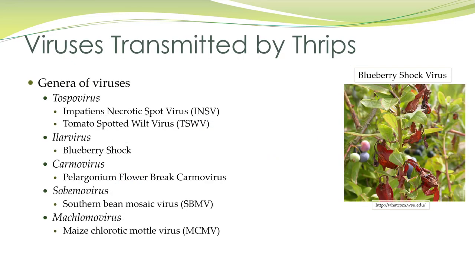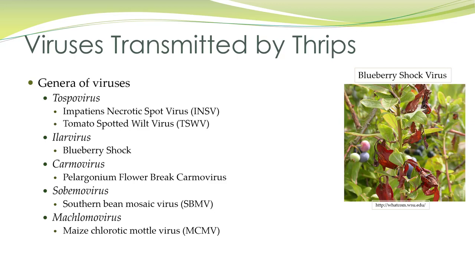So why do we care about thrips? Well, thrips spread viruses. So here are the genera of viruses that are spread by thrips. We've got tospoviruses. These are impatiens necrotic spot virus and tomato spotted wilt virus.